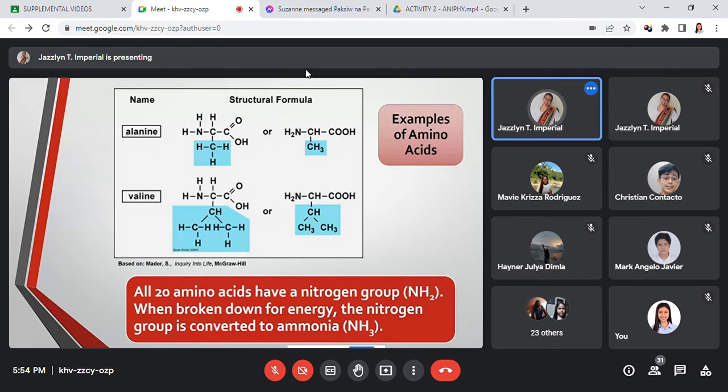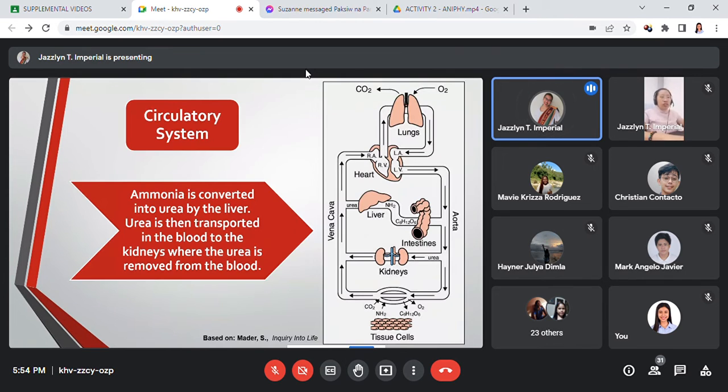So here, alanine and valine are examples of two of the 20 essential amino acids. As you can see, if they are broken down, they are converted to ammonia. So how does the circulatory system help? Via your liver. The liver converts ammonia to urea, before it is transported to the body and then enters the kidney.